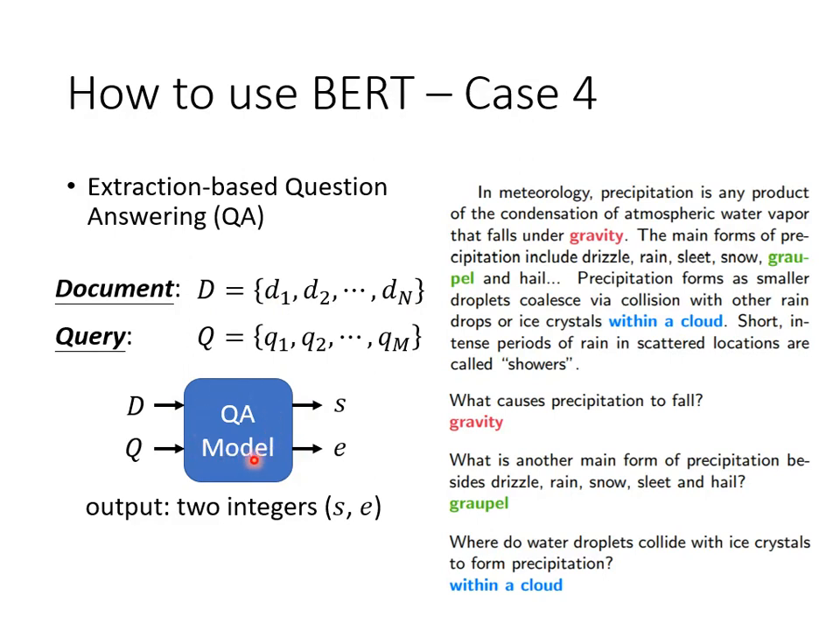What will it output? We want it to output two positive integers s and e. According to these two positive integers, we can cut a paragraph directly from the article, and it is the answer. Given s and e, we want to take the segment from the s-th word to the e-th word in this article.